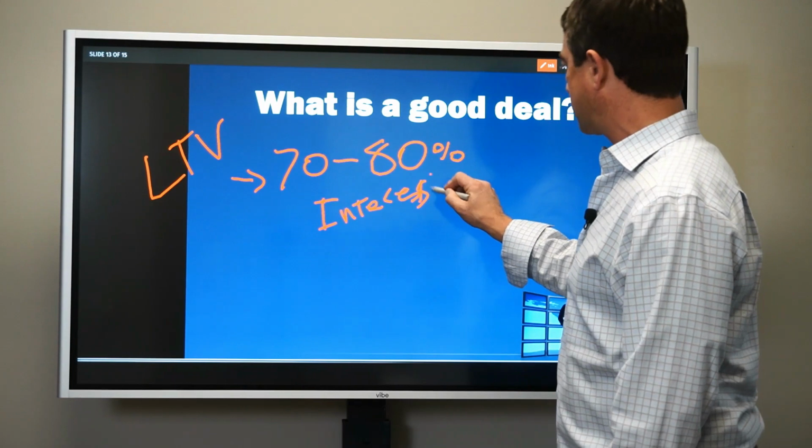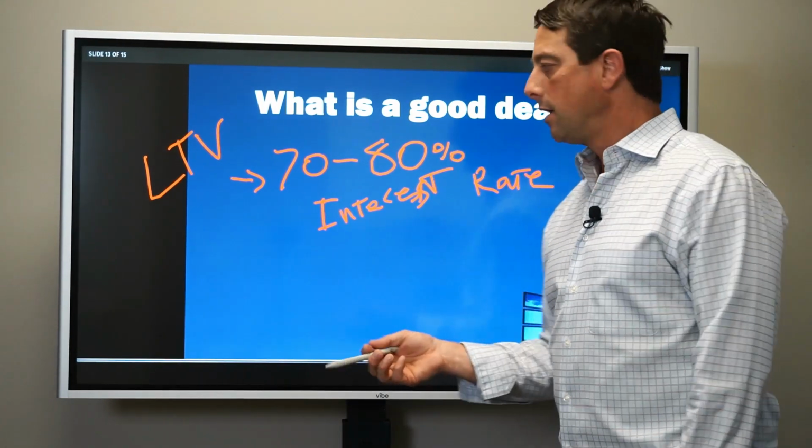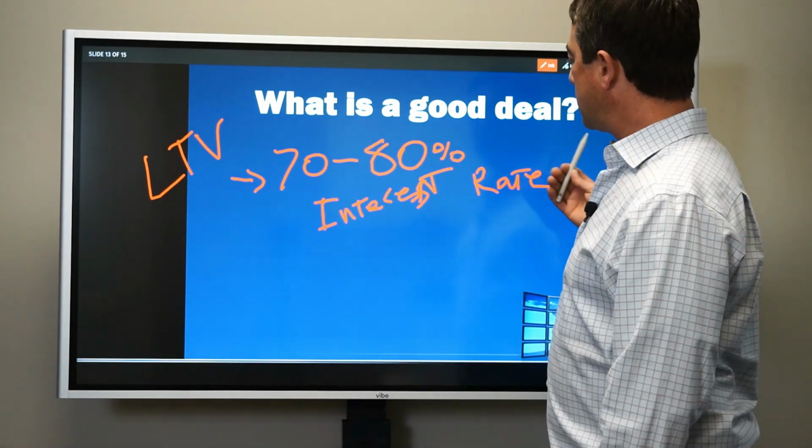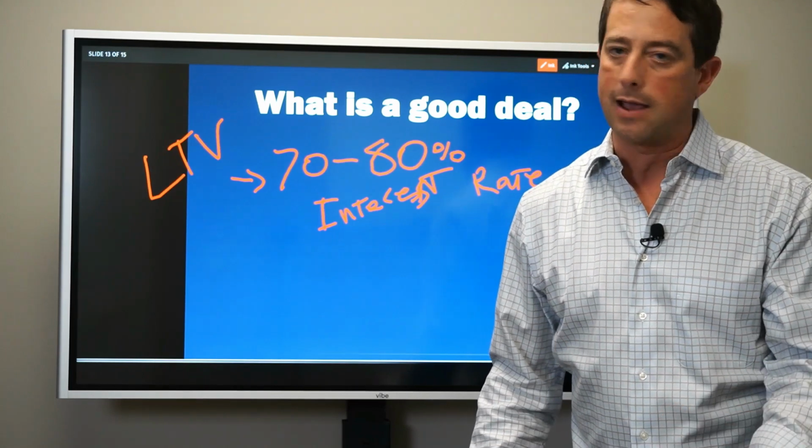Interest rate, excuse the handwriting. So for 70 to 80% of the deal, the cost of capital is going to be whatever the current interest rate is to the bank, okay?